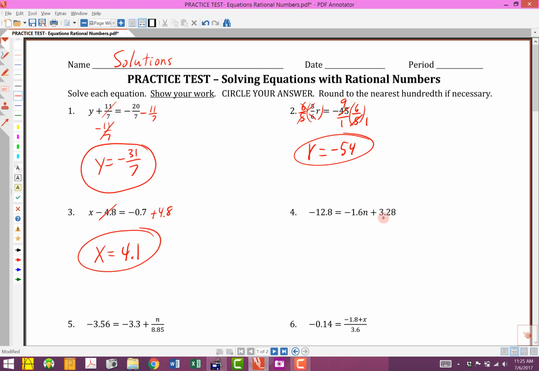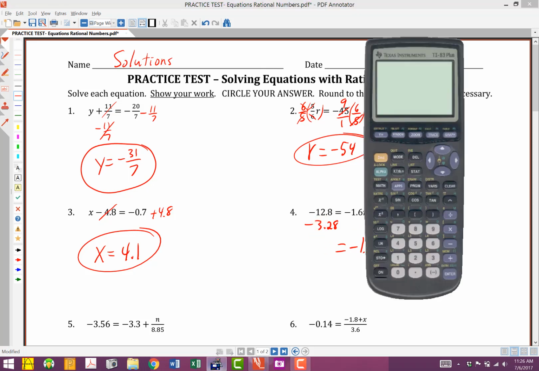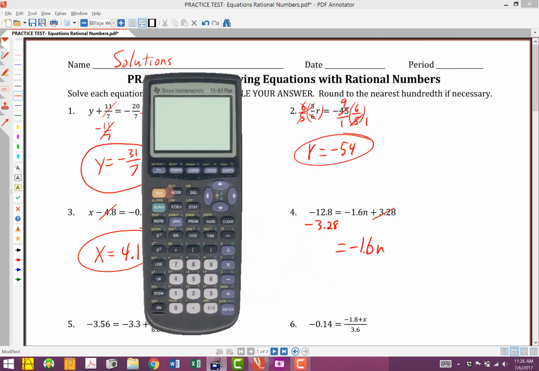Let's see, right here we're going to get rid of this by subtracting 3.28 from both sides. So subtract 3.28 from both sides. That's going to move this over there. We're going to get a 0 there, so we've got a negative 1.6 n over here, and then I am going to grab a calculator for this. Let's just double check and see what we've got here.